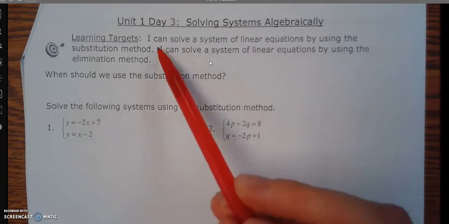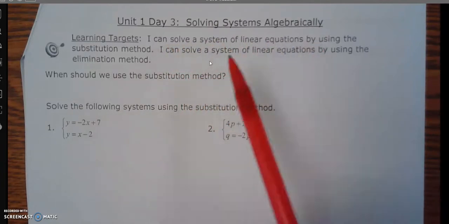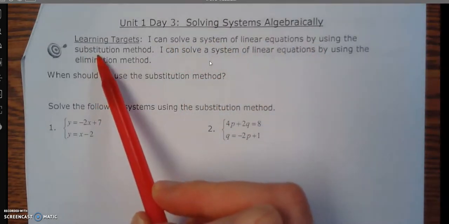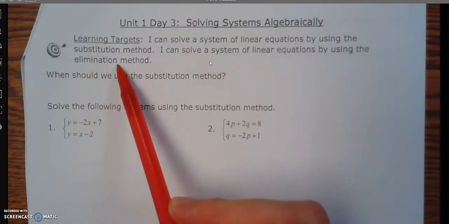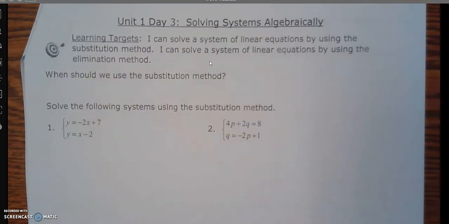So, learning target: I can solve a system of linear equations by using the substitution method, and then I can do the same thing using the elimination method. We're going to do both of those today. Eventually you'll be able to choose which one you want. For right now, we're just going to say use this way, use that way. I want to know you can do both, and after that it's really up to you which way you use.